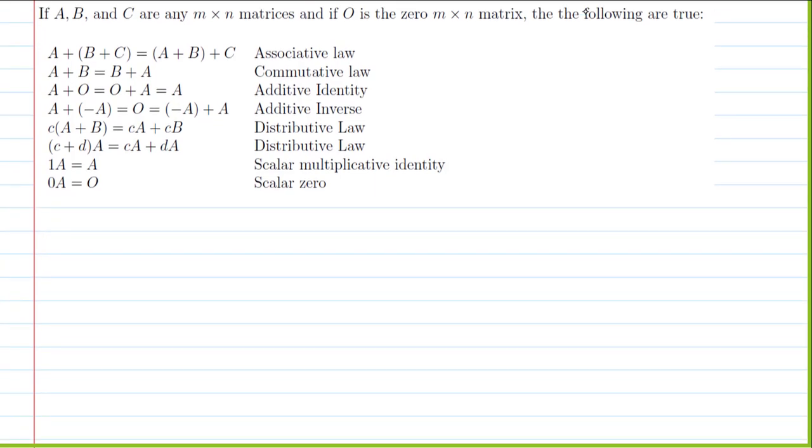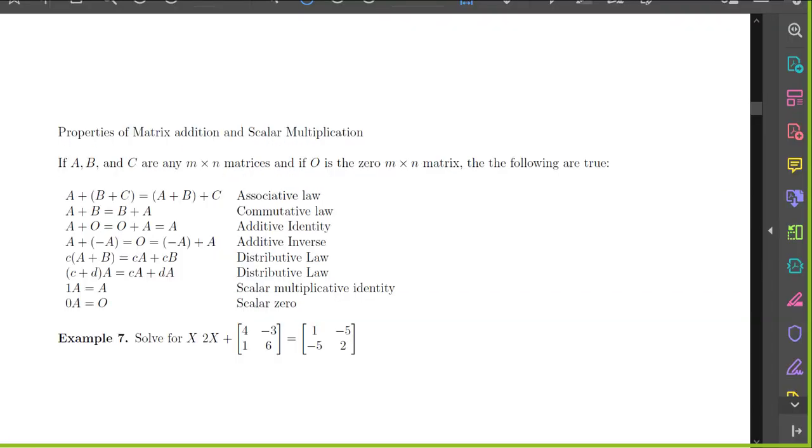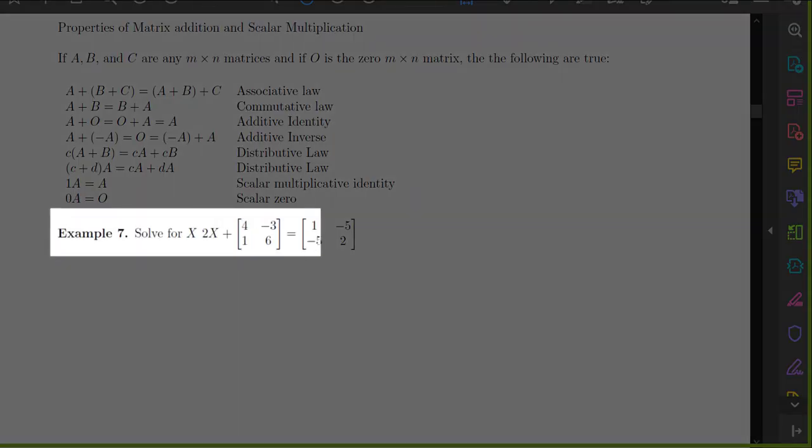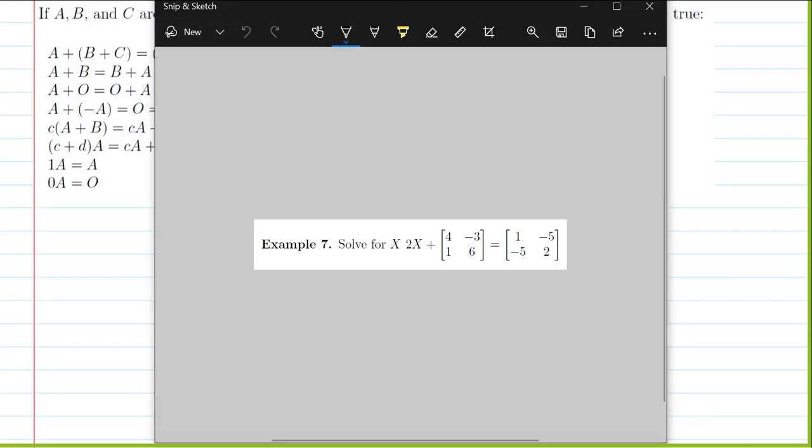So we inherit, at least for addition and scalar multiplication, all of the normal or usual properties that we are accustomed to. Okay. Let's take a look at example 7.